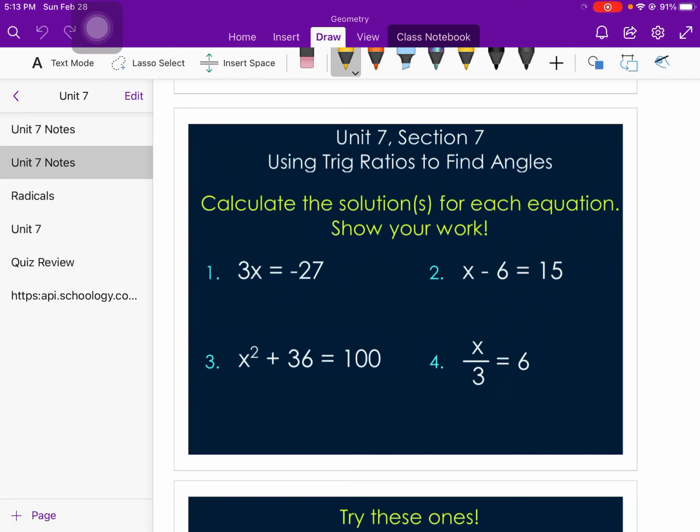Hey guys, welcome to Unit 7, Section 7, which is using trig ratios to find angles. So for this part, we're going to do things a little different. You have to think about what is an inverse operation, because that's what we're leading into.